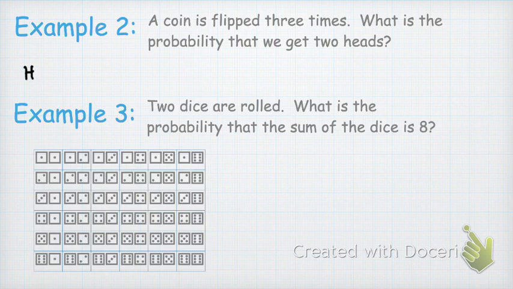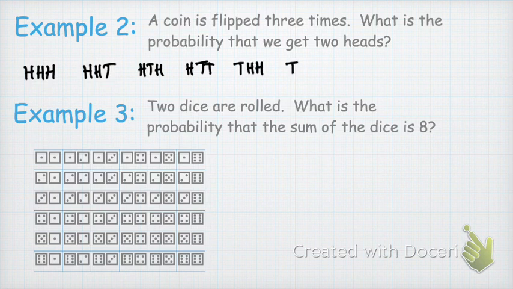So we could have heads, heads, heads. We could do heads, heads, and then a tails. We could do heads and then a tails and a heads. Or we could do heads and a tails and a tails. We could start off with tails and then do 2 heads. We could do tails, heads, tails. We could do tails, tails, heads. Or we could do tails, tails, tails. And that's it for our sample space.